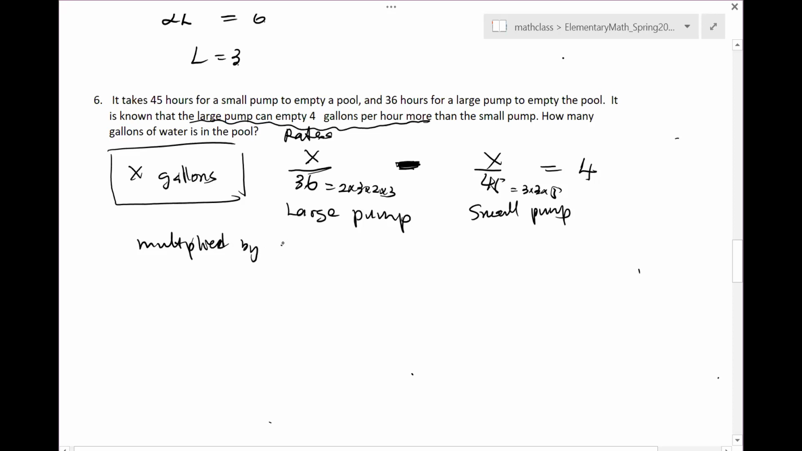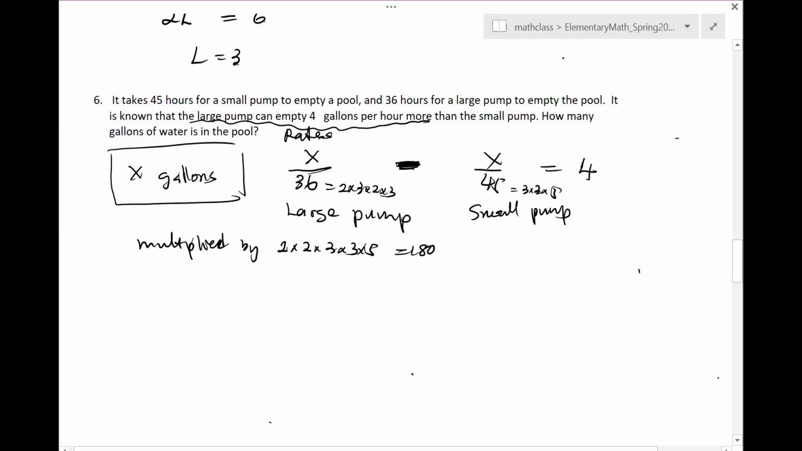I need a 2 times 2, right? I also need a 3 times 3, right? I also need a 5. Okay, so what number am I going to use? 4 times 4, right? So 2 times 2 is 4, 4 times 9, and then times 5. So we need 180 to use it.